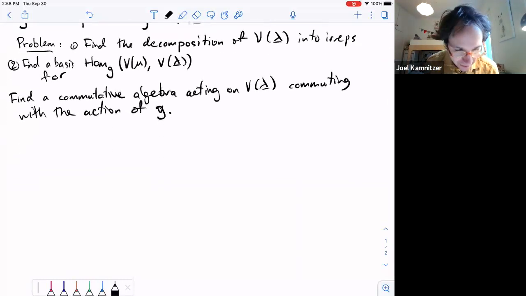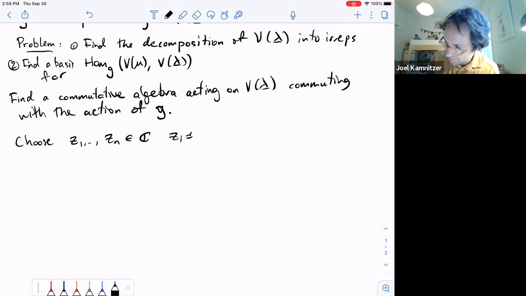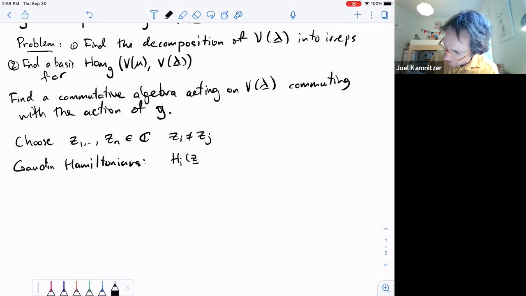Okay, so how did people do this? I don't really know the history of this subject that well, so this part might be a little ahistorical, but let's just imagine how someone might have done this. Well, they started by finding these special operators called Gaudin Hamiltonians. They depend on a choice of some complex numbers, which are all going to be distinct. And then we form the Gaudin Hamiltonians, defined as follows. There are going to be n of them.